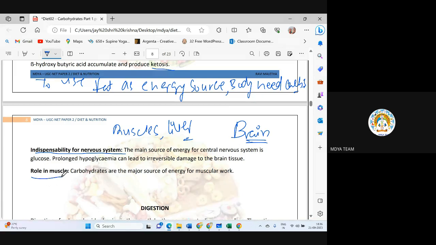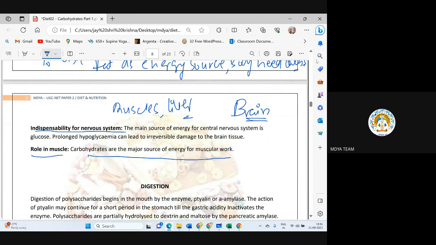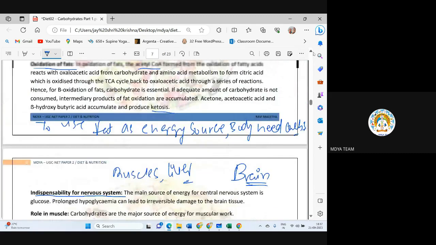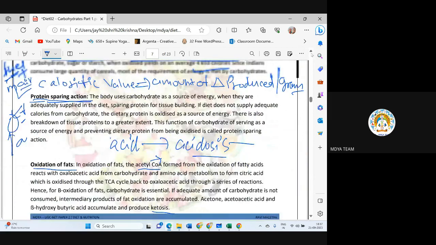Next, role in muscle. This is a common point. Like every other organ, our muscles also need carbohydrate for energy production. The first option is always carbohydrate. So does anyone have a doubt about the functions of carbohydrate?